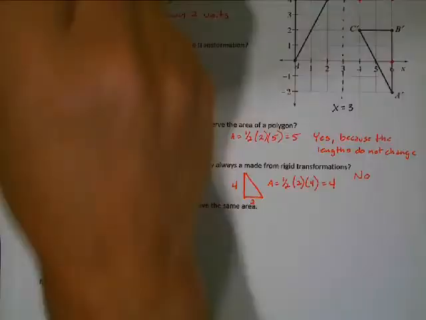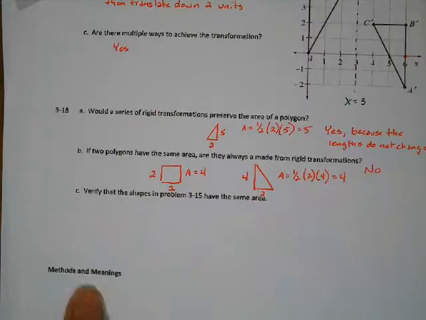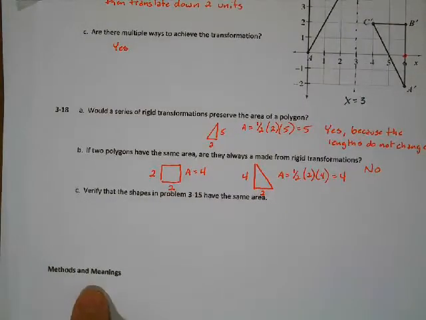All right, we've got our methods and meaning sections here. And that's the part on polygons that we already covered at the beginning. So that means we are all done.